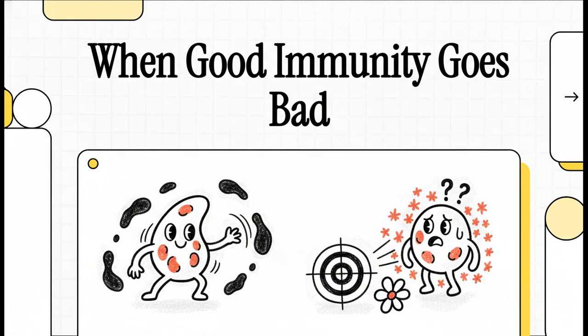You know, your immune system is pretty incredible. It's this microscopic army working around the clock to protect you. But what happens when that army gets its signals crossed? When it overreacts or attacks the wrong target? Well, that's when good immunity goes bad, and we call it hypersensitivity.